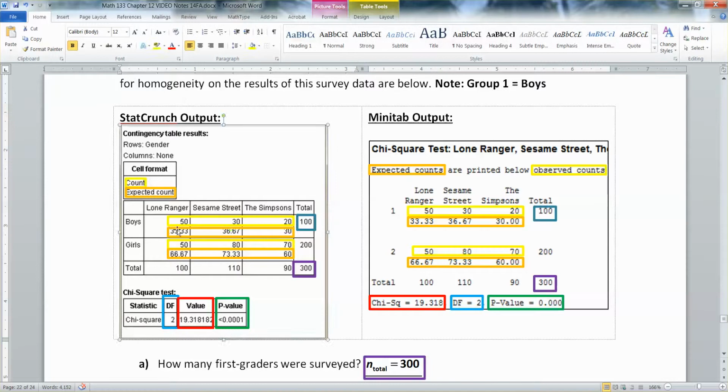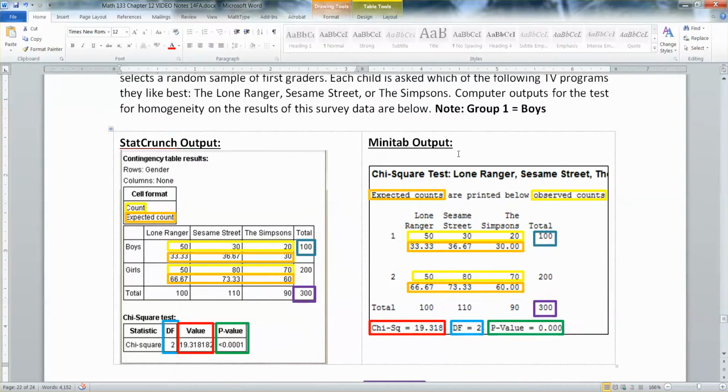Then below that you have your expected values, right? Those are those expected frequencies, which you could find yourself by multiplying 100 times 100 divided by 300, or 100 times 110 divided by 300, and so on. But we don't have to do it by hand because the computer outputs have done all the big heavy lifting for us. Now, Minitab does the same thing.